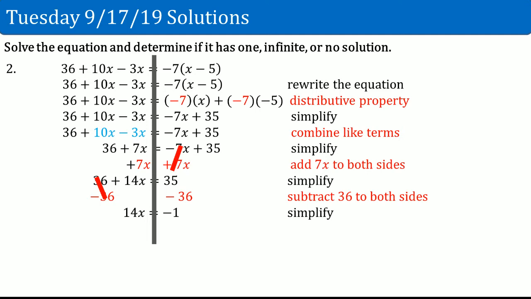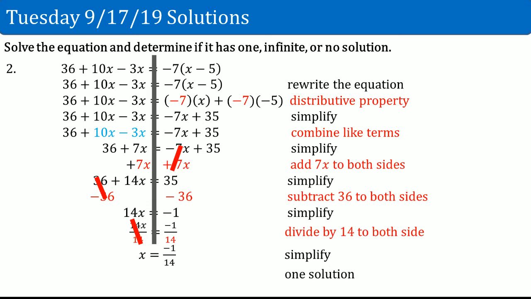36 on the left-hand side cancels out. Bring down the 14x. On my right-hand side, 35 subtract 36 becomes negative 1. You see how there's less stuff on the side with the variable? That's how you know you're doing a good job. There's a 14 in front. That is multiplied to the x, so you're going to divide by 14 on both sides. 14 over 14 cancels out to make the number 1, leaving you with an x on the left-hand side. On my right-hand side, negative 1 divided by 14 is just negative 1 over 14. Okay, this is one solution because x is equal to negative 1 over 14.